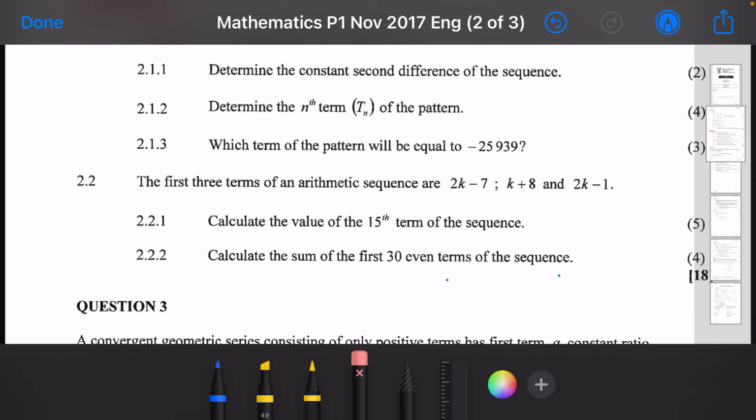So ladies and gentlemen, 2.2.2, calculate the sum of the first 30 even terms of the sequence. What an interesting question. Ladies and gentlemen, we've got even terms. We can also have even numbers or odd numbers. Okay, so they've specified even terms. So if you don't know mathematically what even means, then you won't be able to answer the question.